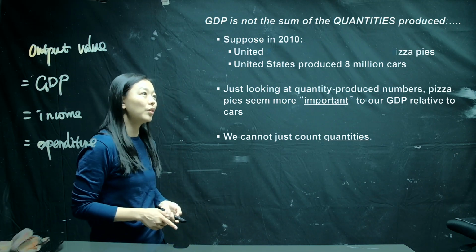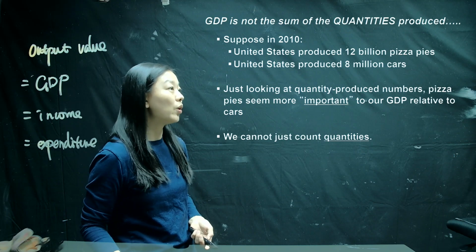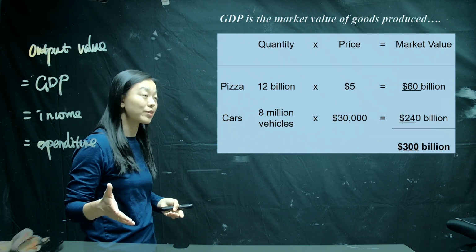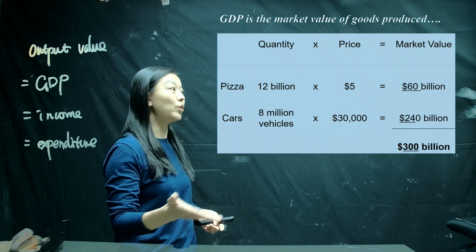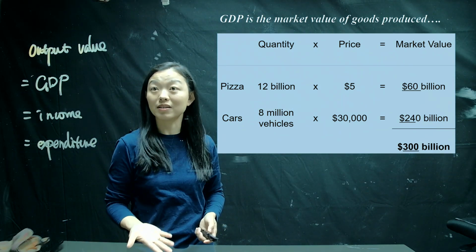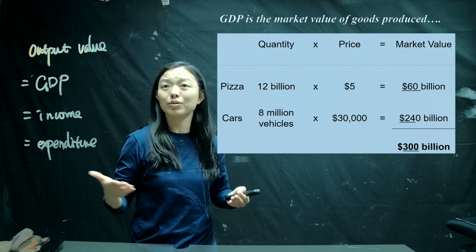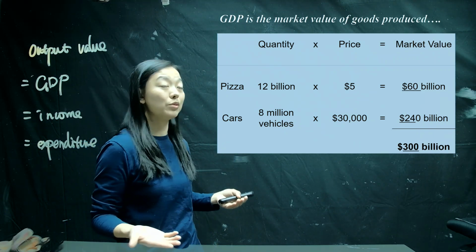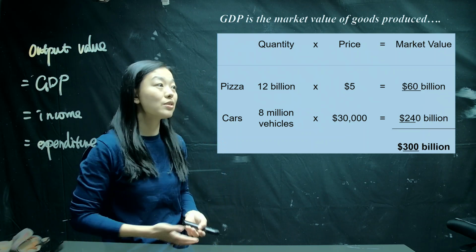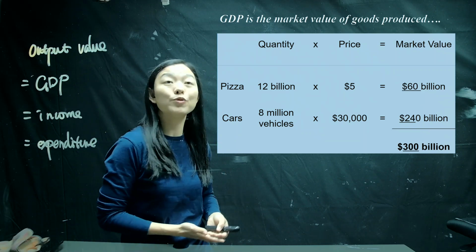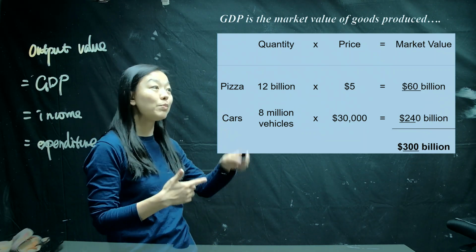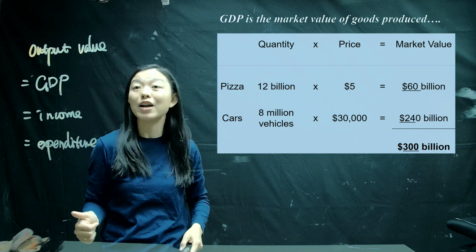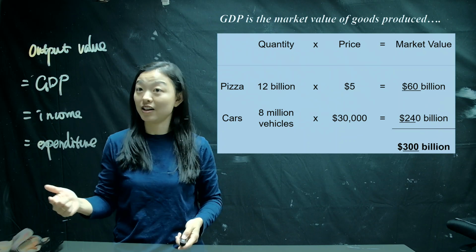Therefore, we can say that in 2010, if the market price for pizza is $5, then 12 billion pizzas would be worth $60 billion, right? For cars, the United States produced 8 million vehicles, and each vehicle, let's assume, is $30,000. So those cars were worth $240 billion. So you can see GDP is the market value. You need to sum the market value of these two products to get $300 billion as counted in GDP.